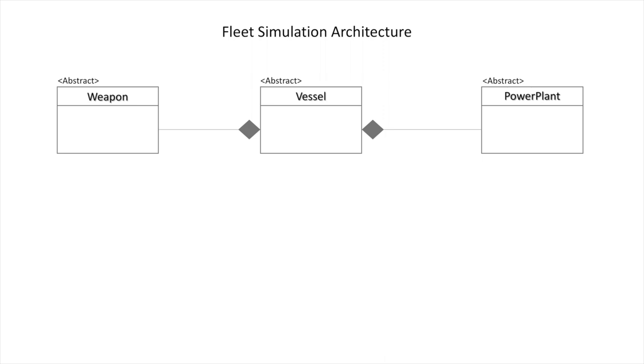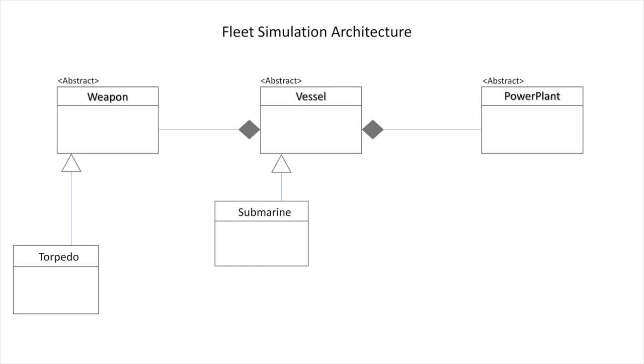Now, if you get your specifications right for behavior, then your architecture becomes very stable. And in order to create different types of behavior, you don't modify your abstract base classes, you simply extend them. So for example, if we want to create a submarine, we extend vessel, and then we extend weapon to create whatever type of weapon system we want. And we extend power plant. Then submarine would consist of a torpedo and a Mark V reactor in this case, or other classes as we create.